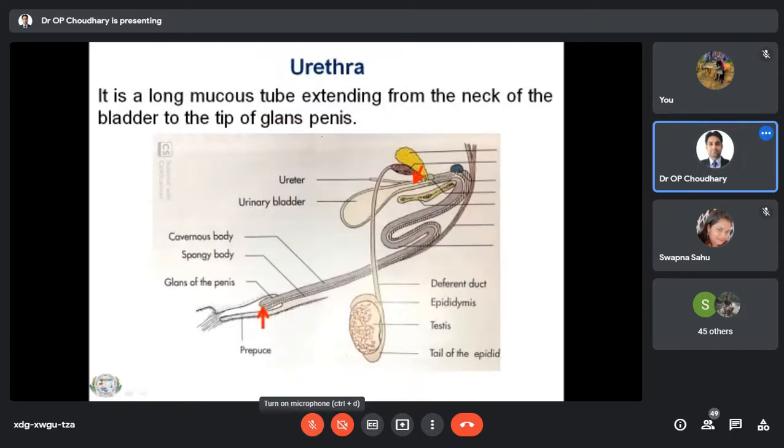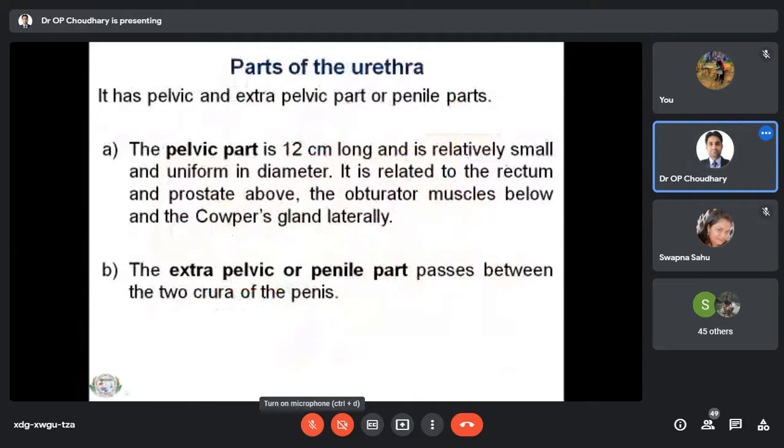Then urethra. The urethra is a long musculous tube extending from the neck of the bladder, you can see here, up to the tip of the penis. Okay, tip of the glans penis. Actually, penis is up to here, and this part consists of the glans penis. So it is a long musculous tube extending from the neck of the bladder to the tip of the glans penis, and the urethra usually consists of two parts. One is the pelvic part and one is the extra pelvic part or the penile part.